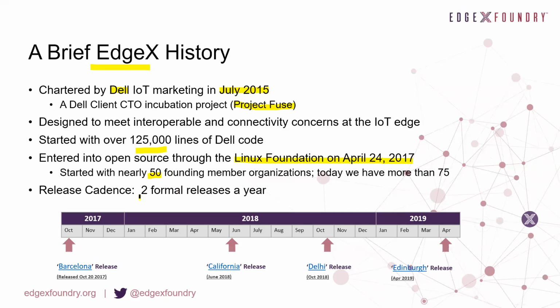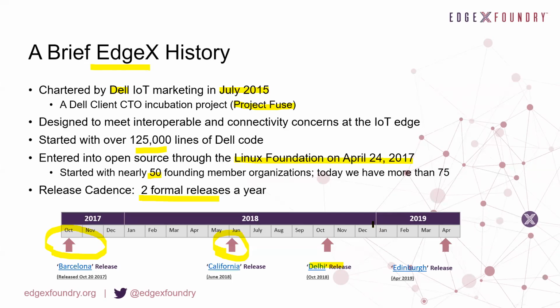We have a cadence that provides for 2 releases a year. Our very first community release was back in October of last year, what we called the Barcelona release. We just got through with our California release here in June, and we're going to be releasing Delhi in October. You can kind of gather from the names here: Barcelona, California, Delhi, Edinburgh is going to be in April of next year. Kind of the ABCDE nomenclature that is used by groups like Android.